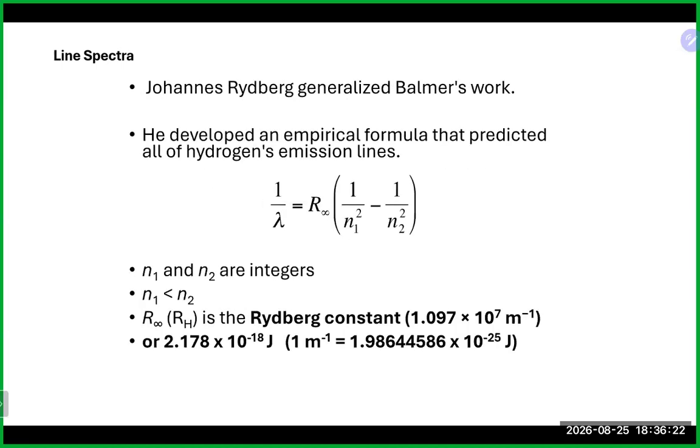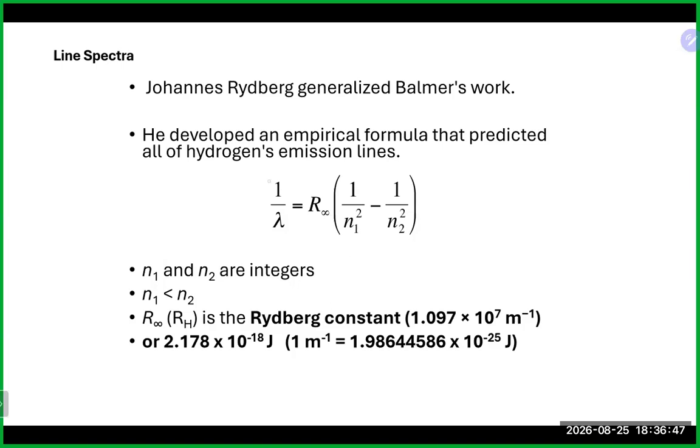Now, Rydberg generalized Balmer's work, and he came up with this relationship: 1 over the wavelength is equal to Rydberg's constant times 1 over n squared, which is our first energy level, minus 1 over n squared, our second energy level.